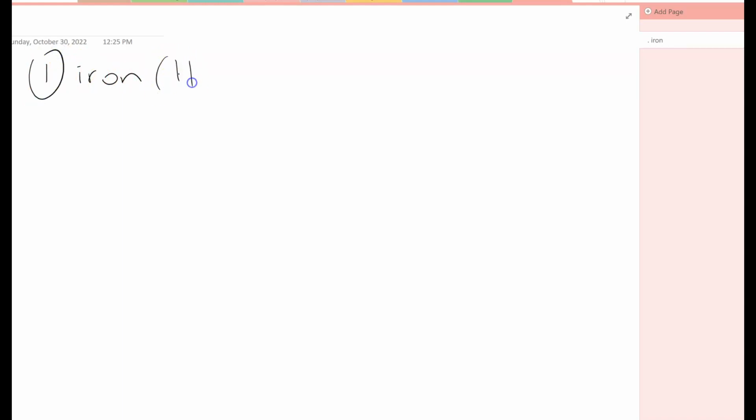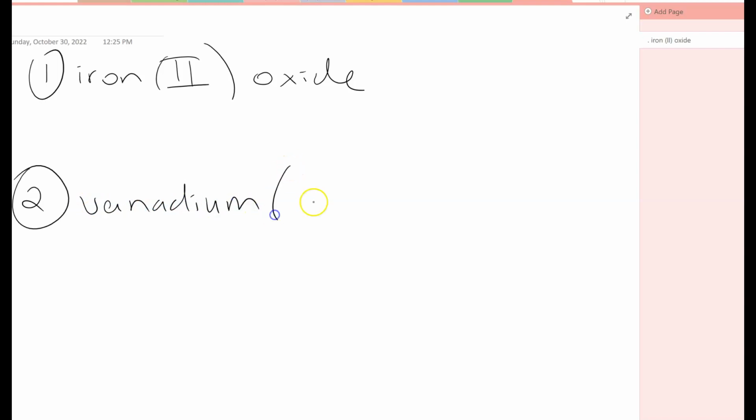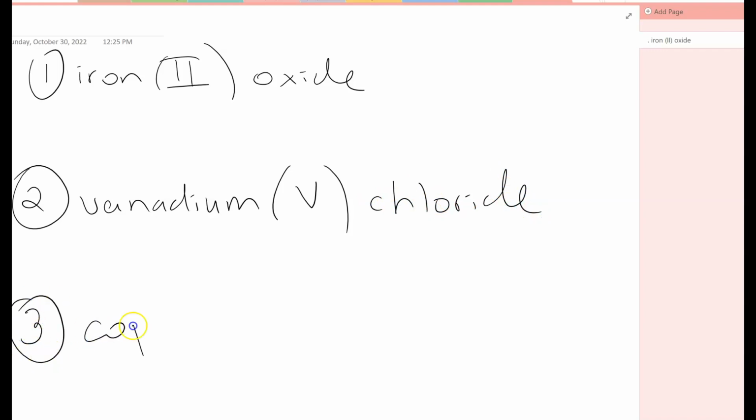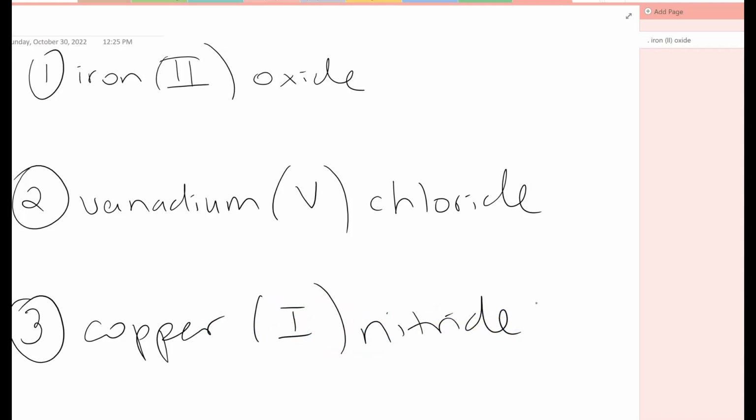Iron 2 oxide. All right, so for those of you who have forgotten Roman numerals, V is a 5. So vanadium 5 chloride. And copper 1 nitride. Okay, so go ahead and pause. Do these on your own. And then come back, unpause, and see the solution.